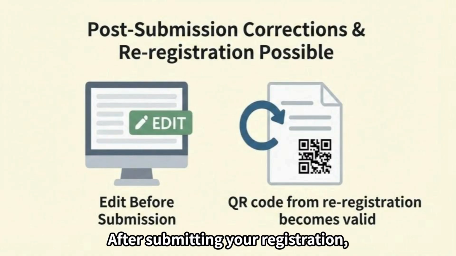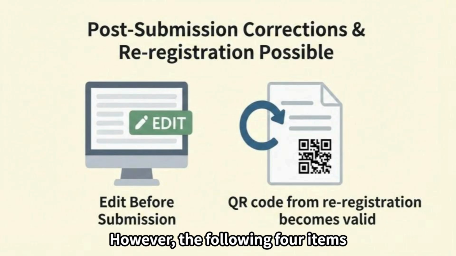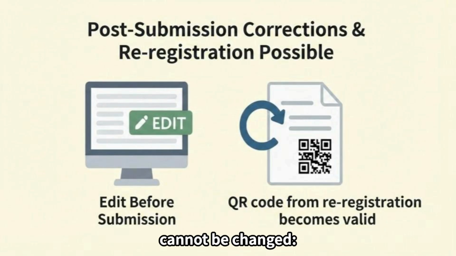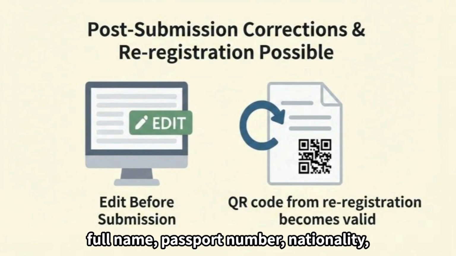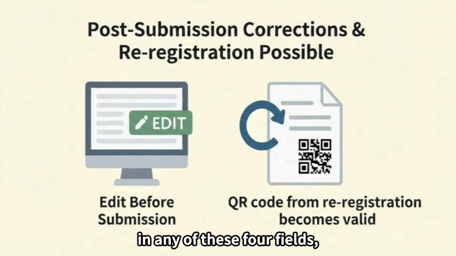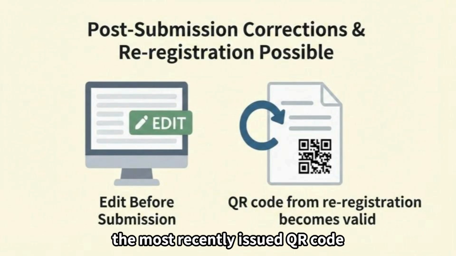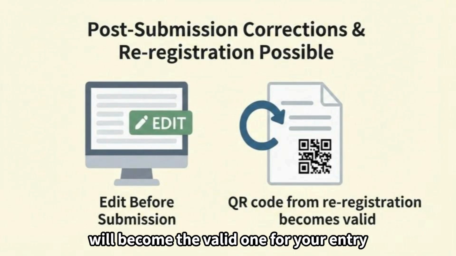After submitting your registration, most fields can still be modified using the Update Arrival Record function. However, the following 4 items cannot be changed: full name, passport number, nationality, and date of birth. If you make a mistake in any of these 4 fields, you must start a new registration from the beginning. Once you re-register, the most recently issued QR code will become the valid one for your entry.